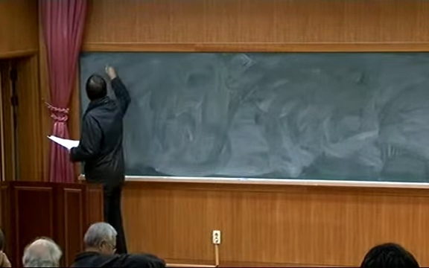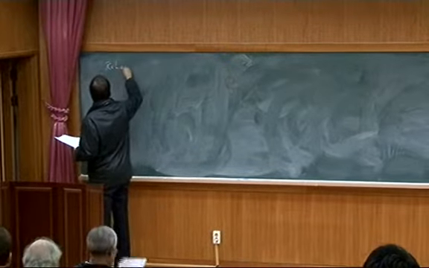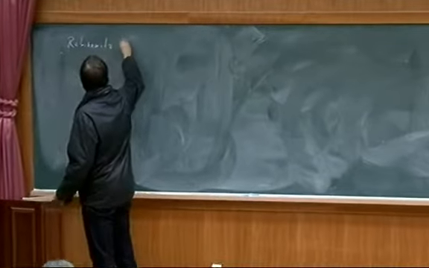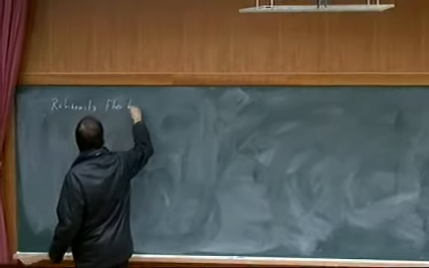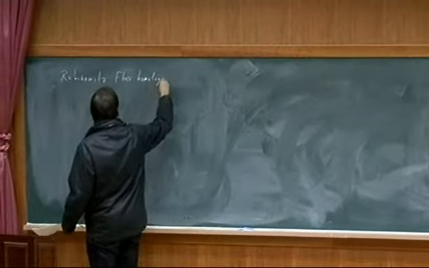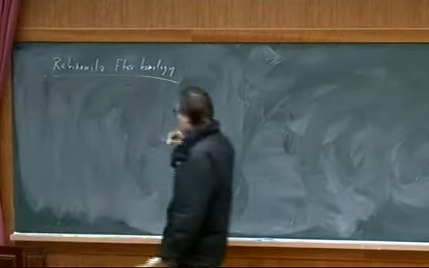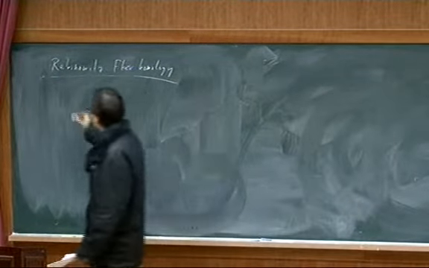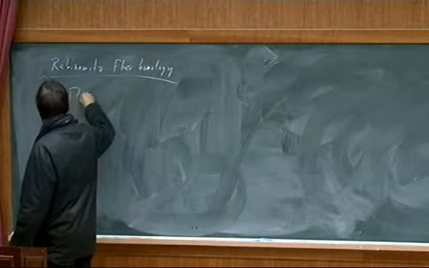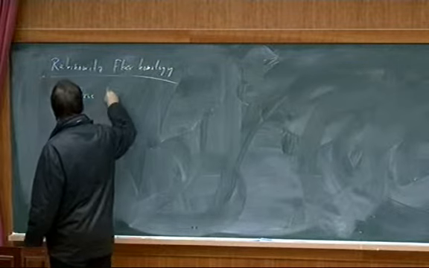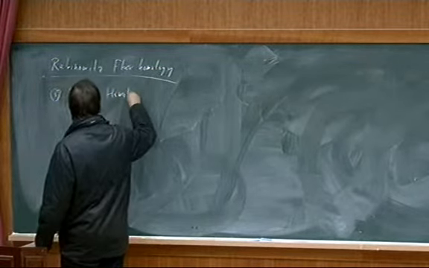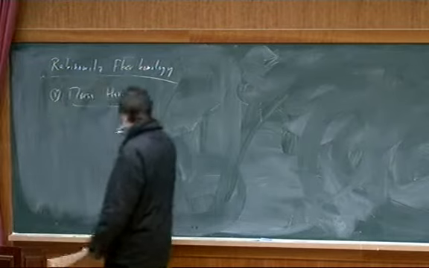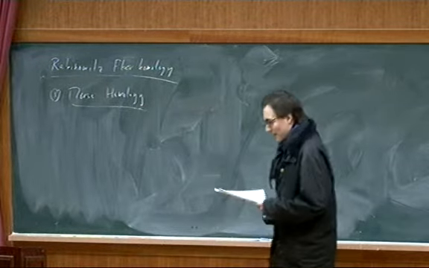And so, the talk is on Rabinowitz Floer homology. This Rabinowitz Floer homology is an infinite-dimensional example of Morse homology. So let me first briefly recall what Morse homology is and why one wants to study this.